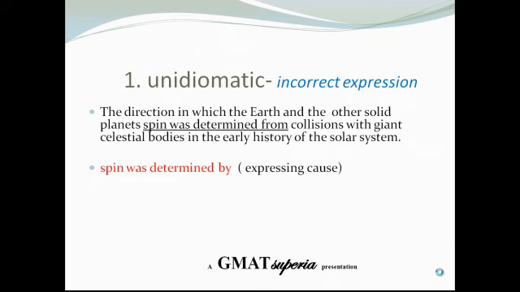Now this can be kept aside for some time, and then you read the sentence: the direction was determined, is perfectly alright. But the problem here is that determined from is wrong. The correct expression is determined by. So the direction was determined by collisions with giant celestial bodies, etc. So understand that unidiomatic, if it is given at the back, means simply that it defies standard written English.